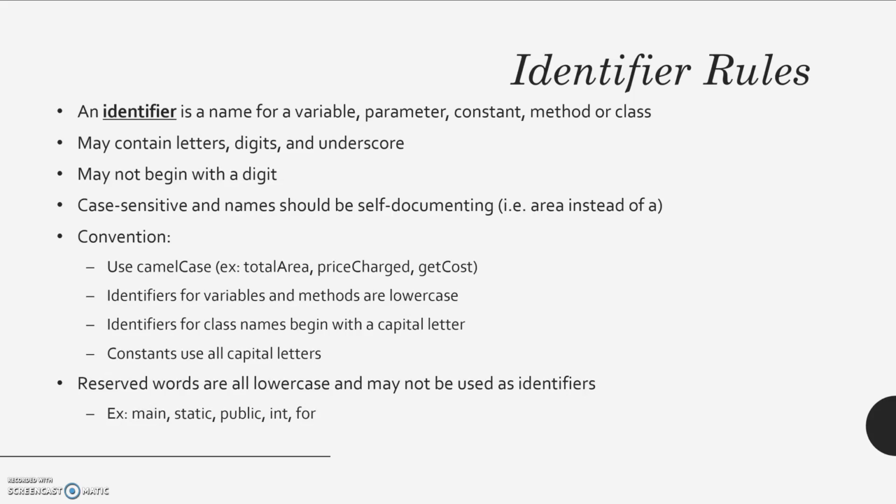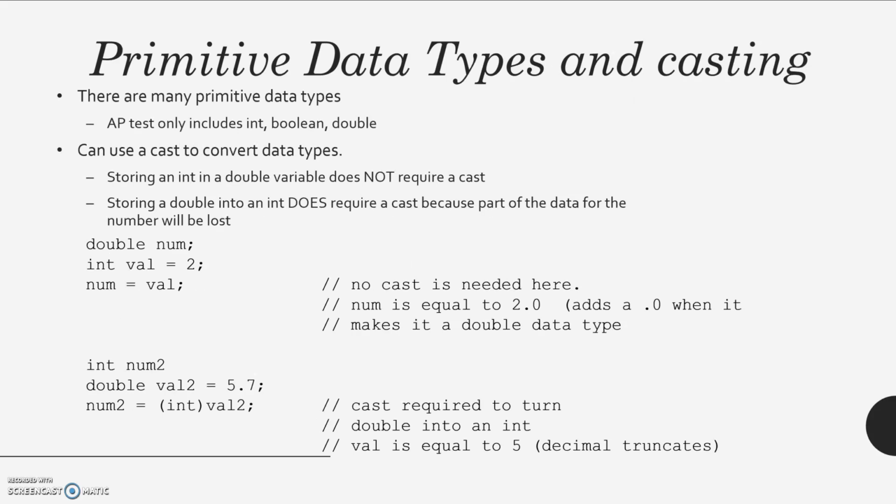Identifiers for methods and variables should always start with lowercase. Identifiers for your class names should start with capital letters, and then any constants are all capitals. We'll talk about those in a little bit. And then just don't forget about your reserved words. These are words that you cannot name things after. They will show up as special fonts or special colors in your IDEs.